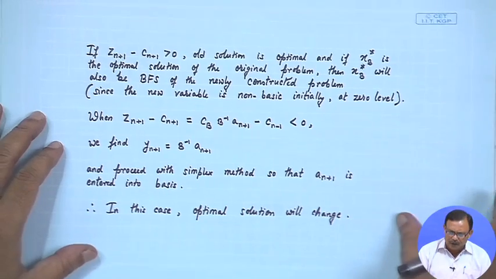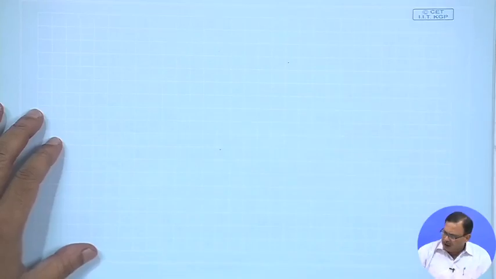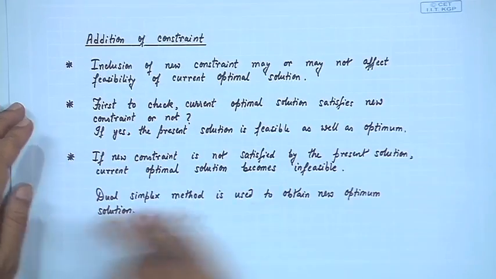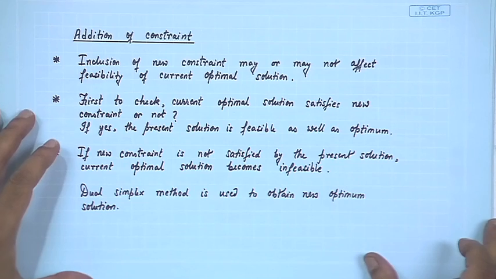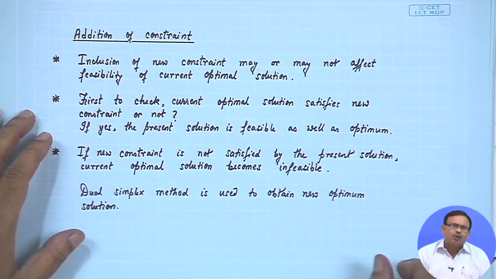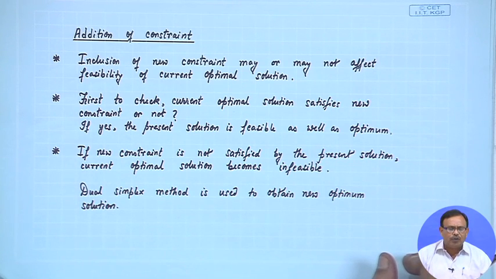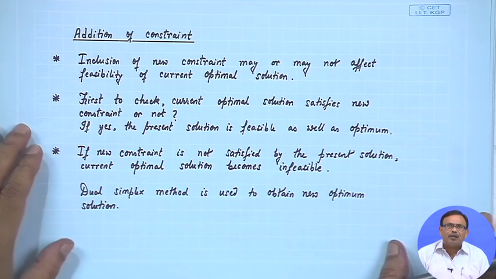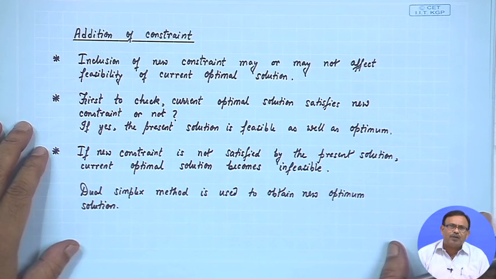to solve the problem. And the last one is, if I want to add some constraints, that is addition of some constraint. Now, whenever you are including some new constraint, the new constraint may or may not affect the feasibility of the current optimal solution. Please note this one, that the inclusion of the new constraint may or may not affect the feasibility of the current optimal solution. First, check whether the current optimal solution satisfies the new constraint or not.